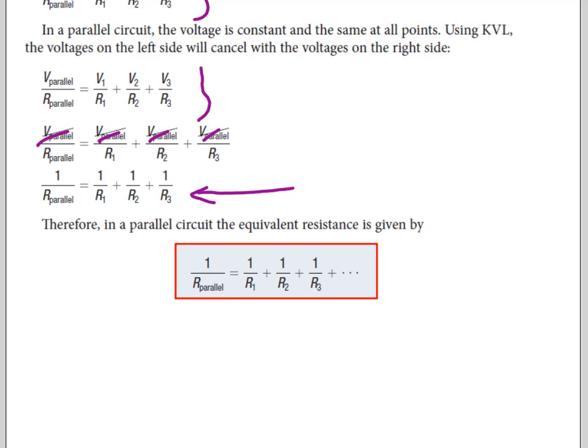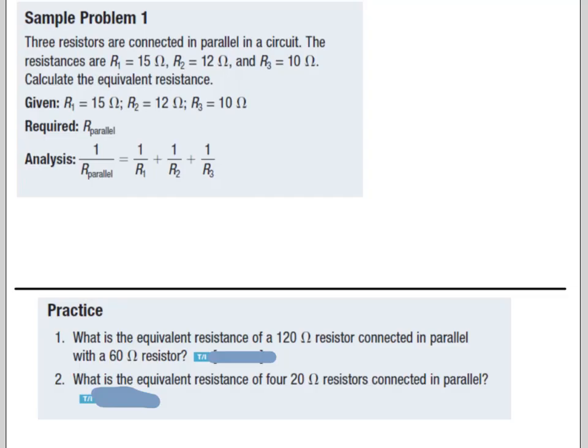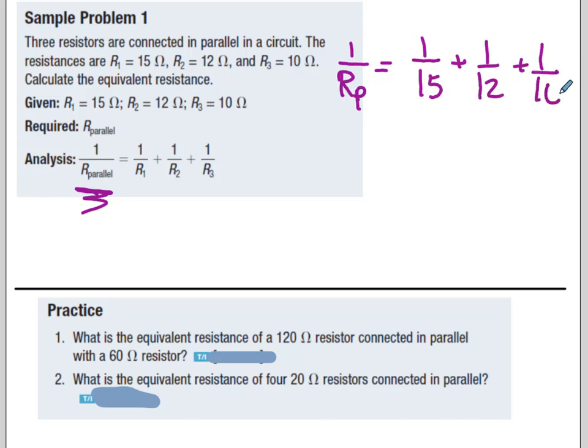relationship. So now I'm going to warn you, this is the one that has the most mathematical mistakes in it, predominantly because of this term right here. Okay, it's 1 over R parallel, it is not R parallel. And I'll show you where that mistake comes in. So this is how I would start it. 1 over RP equals 1 over 15 plus 1 over 12 plus 1 over 10.